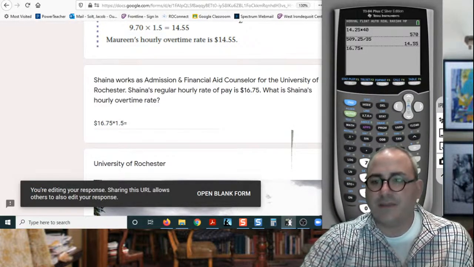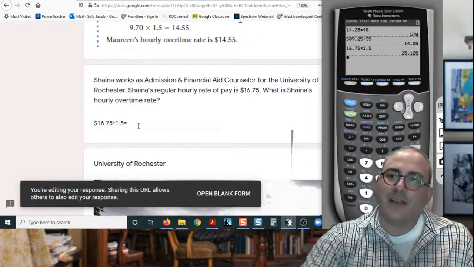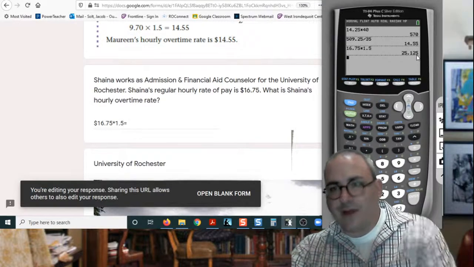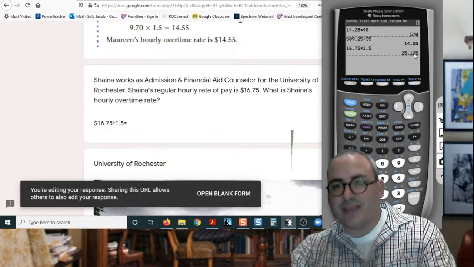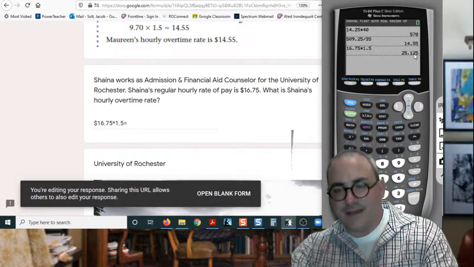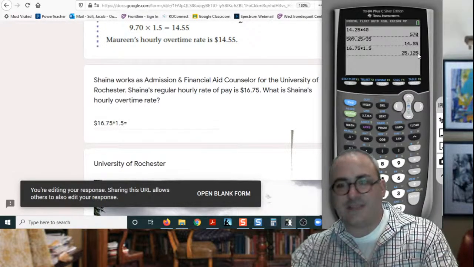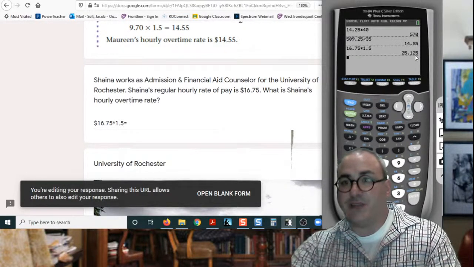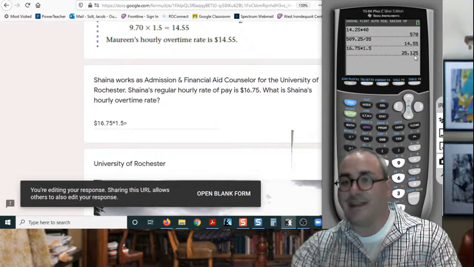16.75 times 1.5, and boom, $25. And I got a rounding issue here. I want to round to the nearest cent, so I need to figure out whether this 2 needs to stay a 2 or go up to a 3. To figure that out, I need to look at the thousandth place next to it and determine if that's a 5 or greater. In this case, it's a 5. It means my 2 has to go up to a 3. Okay, that's how it's done.